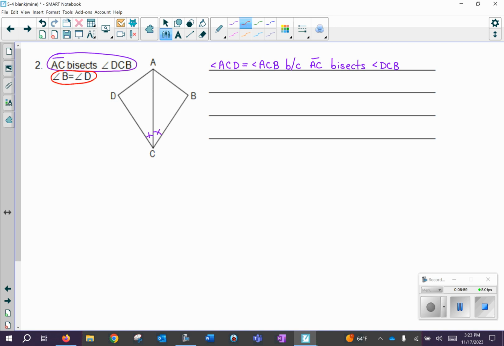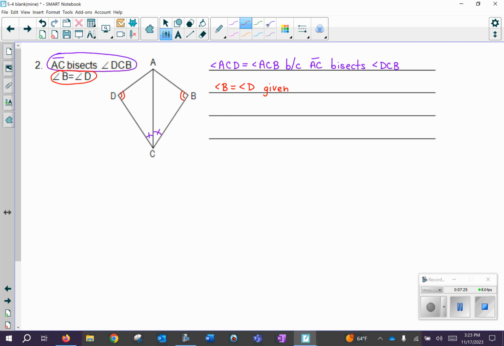Circle it here. I love it. It's a gimme. So mark angle B and angle D the same. Say angle B equals angle D. And that one was a given because it had an equal sign. That's all you have to say for that. And now I'm out of information.